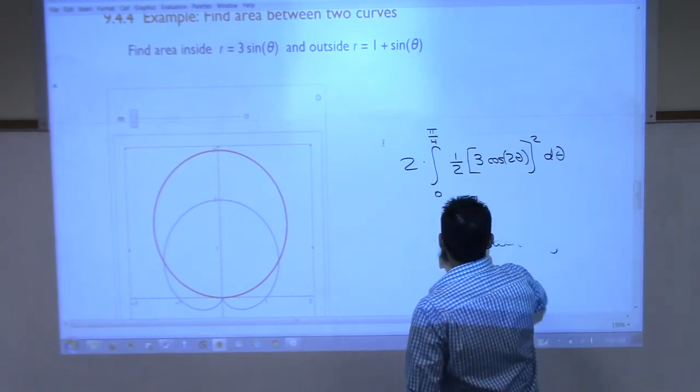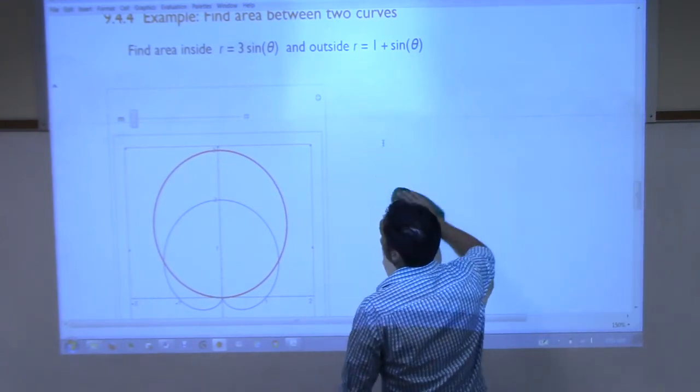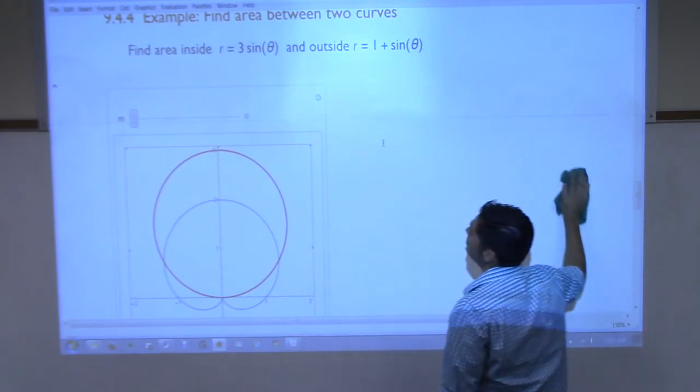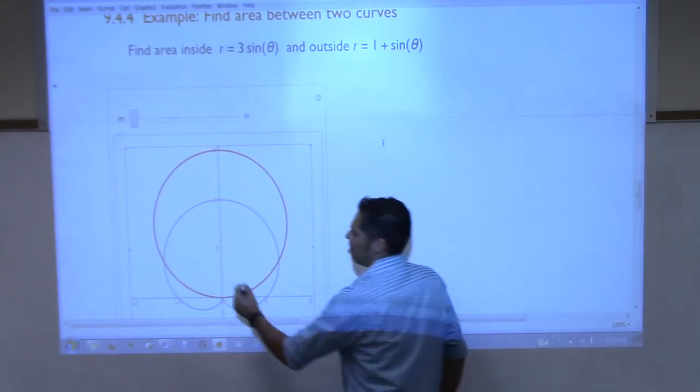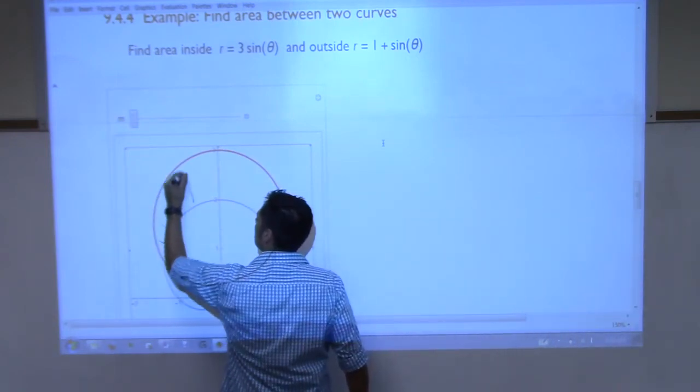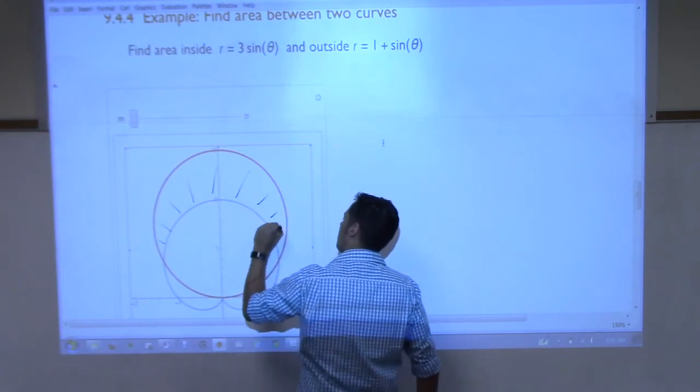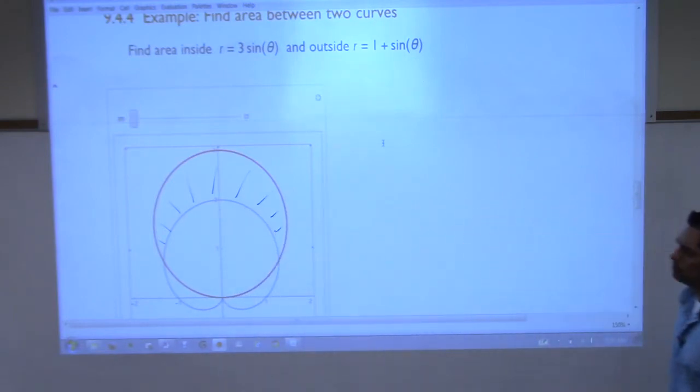Okay, this one says find the area inside r equals 3 sine theta and outside r equals 1 plus sine theta. So they just want that like Turkish moon? Yeah, so they want this thing right here. They want this area right there. If you rotated it 90 degrees, it would be the moon of the Turkish flag.